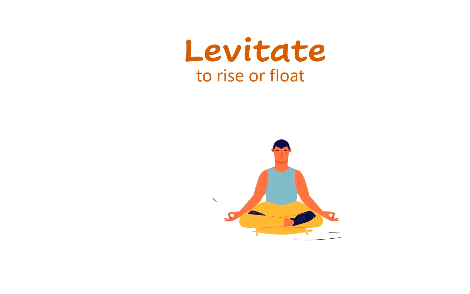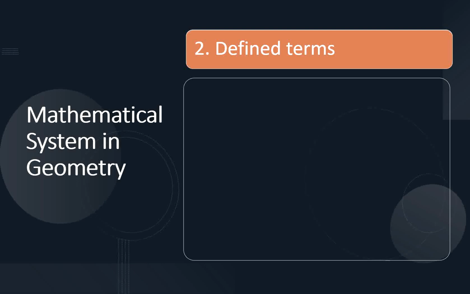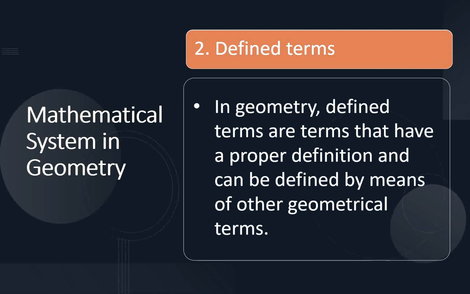Ganon din sa geometry. So, meron din tayong tinatawag na defined terms. Pag sinabi nating defined terms, these are terms that have a proper definition and can be defined by means of other geometric terms.